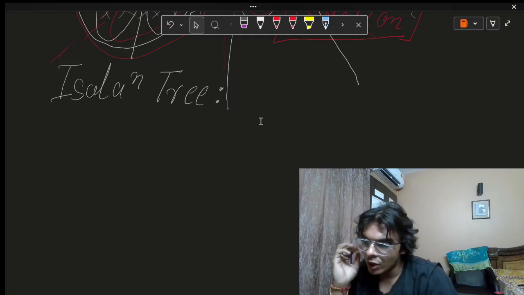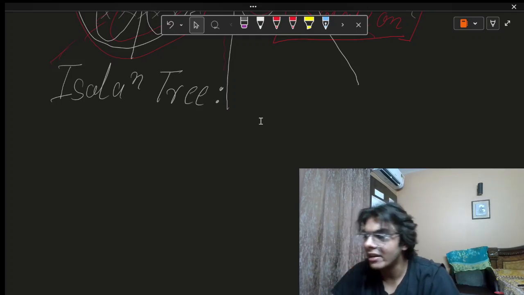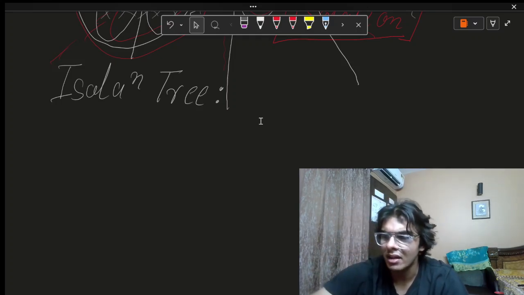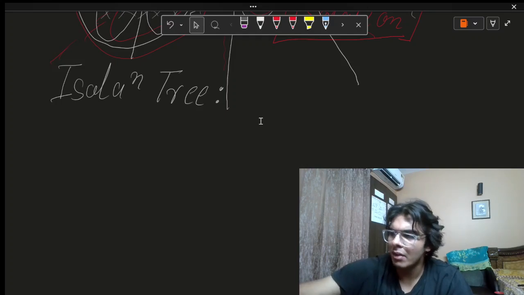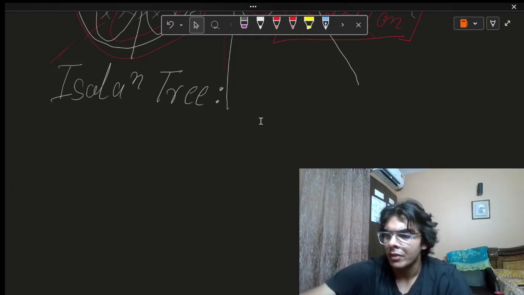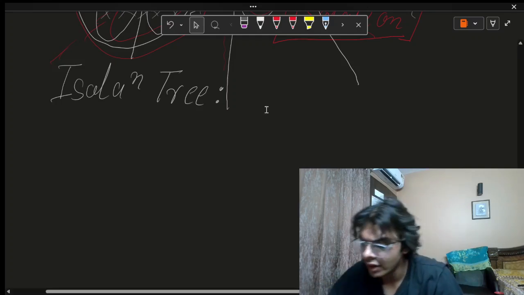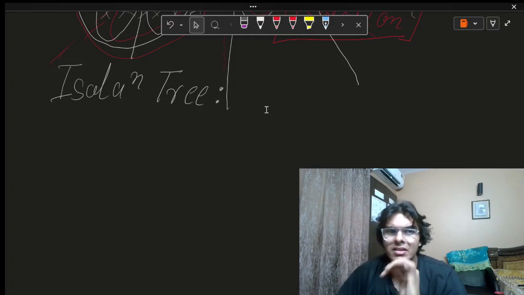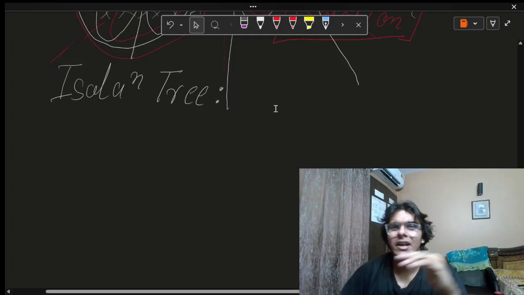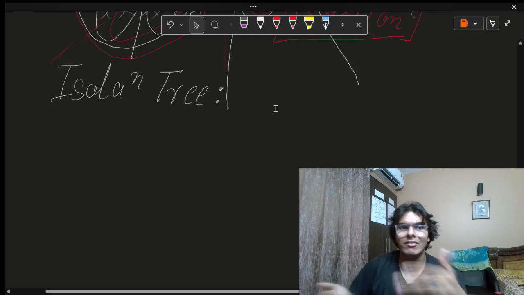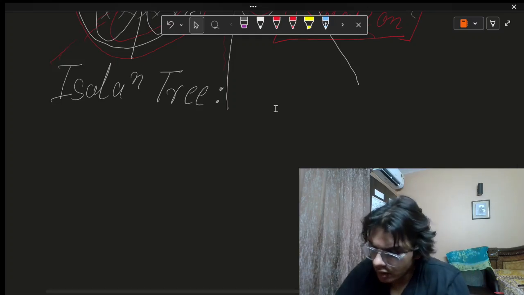Now, what is an isolation tree? You must have studied decision trees in some way or the other. Some place or form you must have seen what a decision tree is, how it works, what the principle is. Isolation tree is not the same as a decision tree. It's actually quite different, but the tree concept is basically the same. We have a root node, we create the left child, the right child, and we move forward. So how does it work?